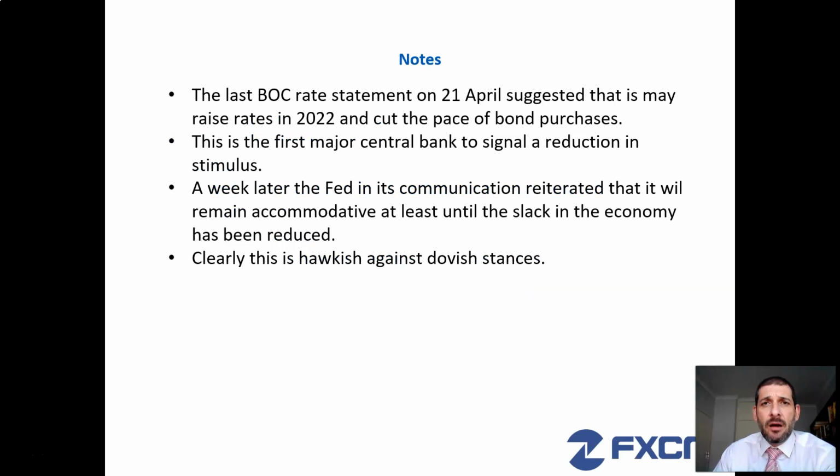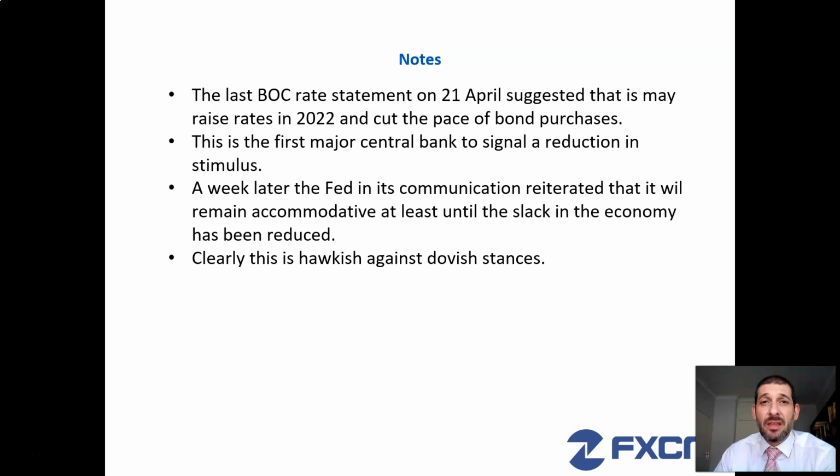Now, on the 21st of April, which was a Wednesday, and that was the last Bank of Canada rate statement, there was a suggestion that the bank may be raising rates as soon as next year, and also that they will potentially cut the pace of bond purchases. Now, this is, to my knowledge, the first major central bank to actually signal a reduction in stimulus.